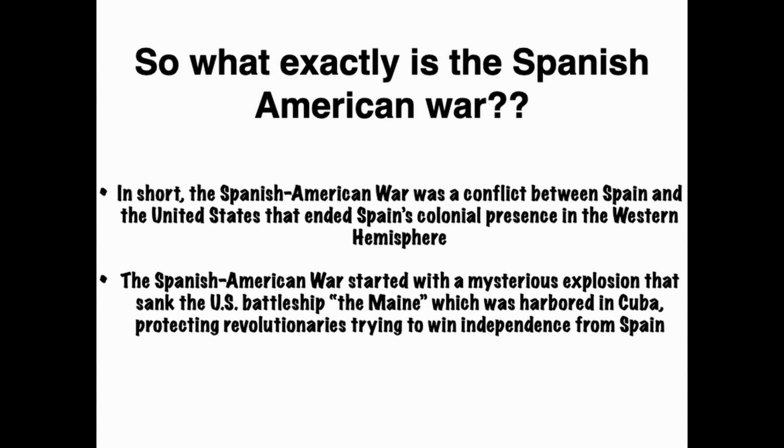So the Spanish-American War started with a mysterious explosion that sank the United States battleship, the Maine, which was harbored in Cuba, protecting revolutionaries trying to win independence from Spain. So in Cuba, they want to be their own country instead of a colony of Spain. So the United States, we would prefer that they're their own country so we can have better relations with them directly because they're so close to us. Cuba's only 90 miles away, and that's going to become a really big deal later in the year when we get to the Cold War.